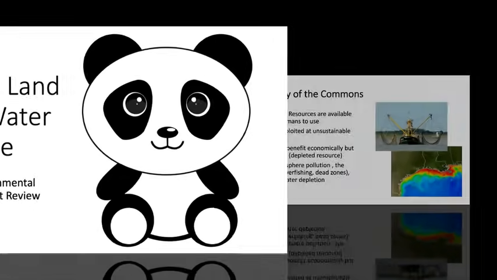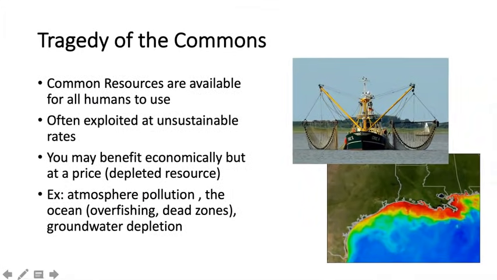We're going to start with discussing the tragedy of the commons, which directly relates to quite a few topics within this unit. The tragedy of the commons is a common resource that's available for all humans to use. For example, the ocean, the atmosphere, rangelands that are considered public land where cattle are often grazed. These are often exploited at unsustainable rates, because people use them unsustainably to make a profit. The problem is they may get their profit, but ultimately they're going to deplete the resource.